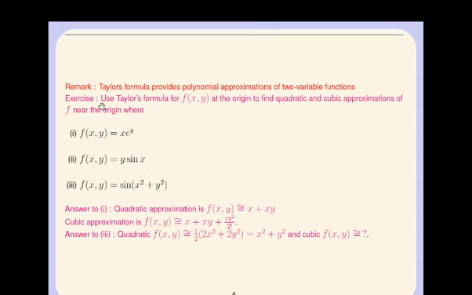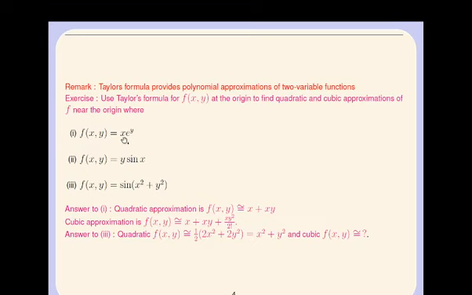So Taylor's formula provides polynomial approximations of any accuracy we want for functions of two variables. Okay, we shall do some exercise. Use Taylor's formula for f of x comma y at the origin, that means Maclaurin series, to find quadratic and cubic approximations of f near the origin, where I am giving three exercises.